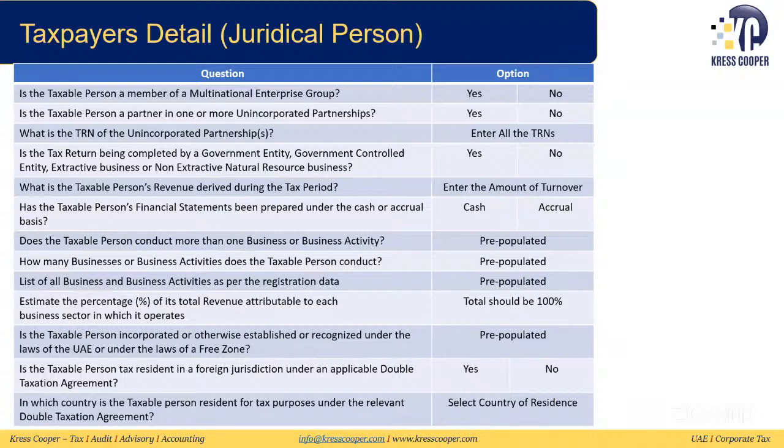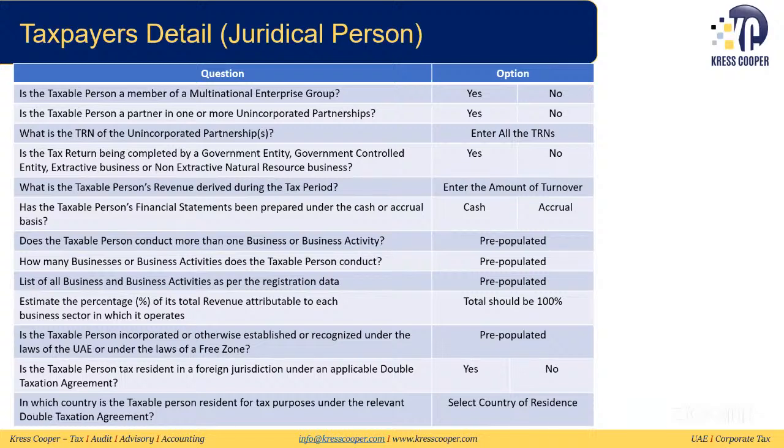The next question is, what is the taxable person's revenue during the tax period? Here we have to enter the amount of turnover. Again, this will tie in later on with some reliefs. For example, small business relief is available up to a particular amount, for example, up to 3 million.